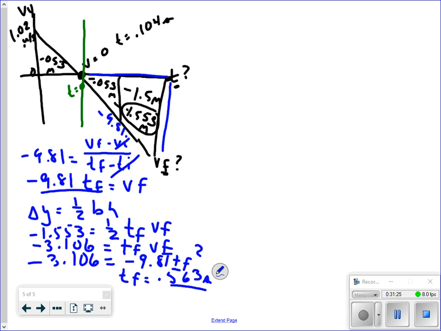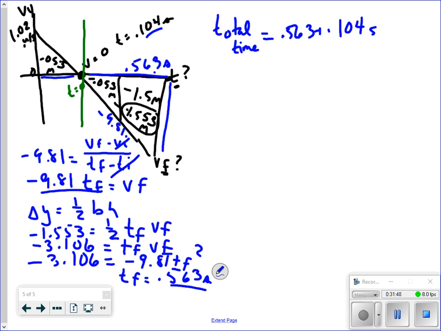Now keep in mind, that's just this little segment right here. So now I've got this for the first segment and this for the second segment. So guess what? I'm adding those together. Let's do total time. 0.563 plus 0.104 seconds, and I'm going to get a total time of, oh dear, 0.666 seconds. All right. I want that.